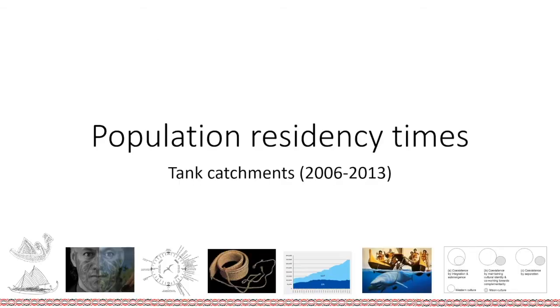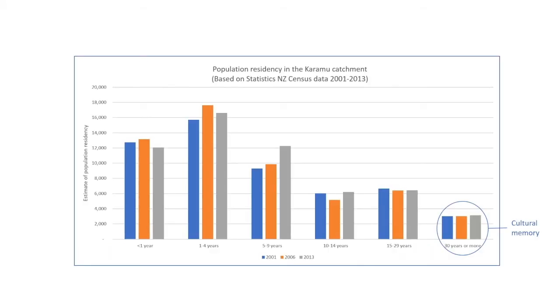Just to drill inside that a little bit more, let's have a look now at population residency times. So this graph here is for the Karamu catchment, and this just shows you the format of the next four graphs that I'm going to show you. What we've got here are actual population counts on this axis. This grouping here is for those residents who stayed within the catchment at the time of the census less than 1 year, 1 to 4 years, 5 to 9 years, 10 to 24 years, and 15 to 29 years there, and then 30 years or more here at the end.